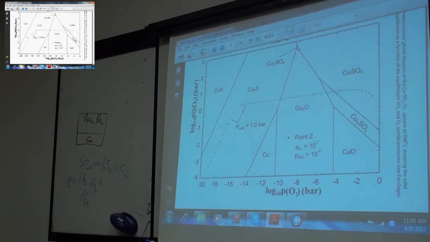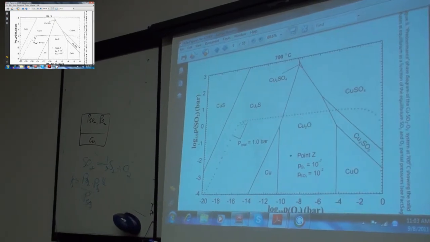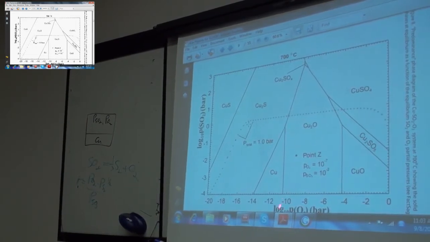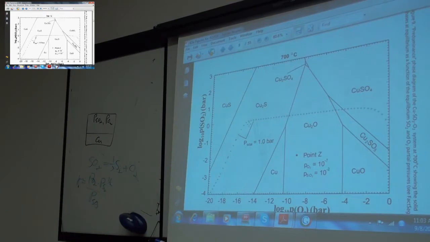Now, this is the metallurgy of copper: it's possible at P total less than 1 bar to take Cu2S and go over to form copper without forming copper oxide. But if you go up here, then you would go directly from Cu2S to copper oxide. So we have 1-phase regions, 2-phase lines, and 3-phase triple points.